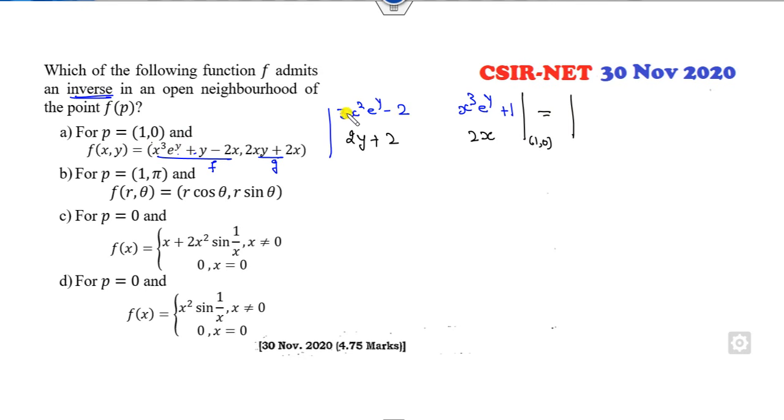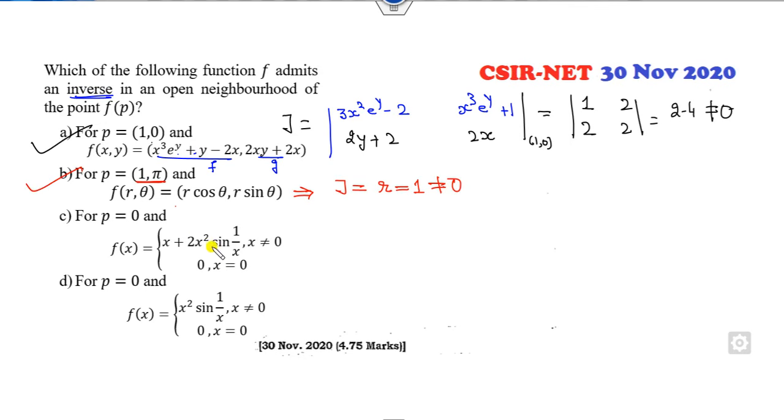e raised to power 0 times 1, it's 3 minus 2 is 1. e raised to power 0 times 1, 1 plus 1 is 2. This is 0, this is 2, and this is my 2. What is that? 2 minus 4, which is non-zero. Yes, existence, because the Jacobian is non-zero, it means the inverse exists. Again from here, if you find the Jacobian, it will be my r, and r is 1, which is non-zero.